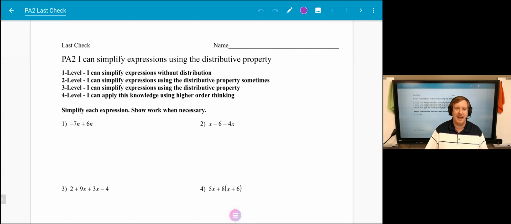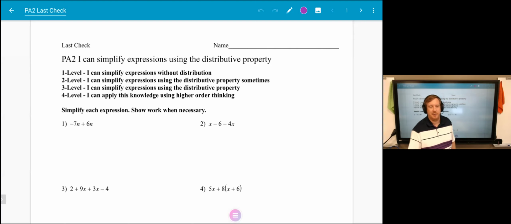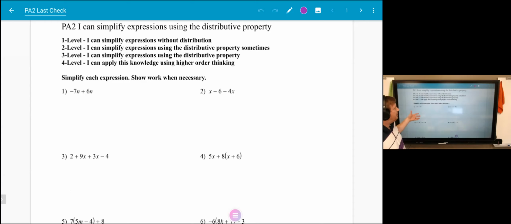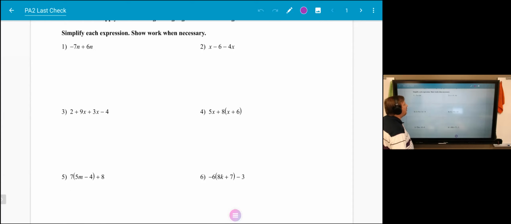Hello, Algebra 1. We're back with PA2 Last Check, simplifying expressions using the distributive property. Let's go ahead and see what we got. Not all of these require the distributive property, but that's our goal for this. That's our 3-level work. So simplify each expression, show work when necessary.